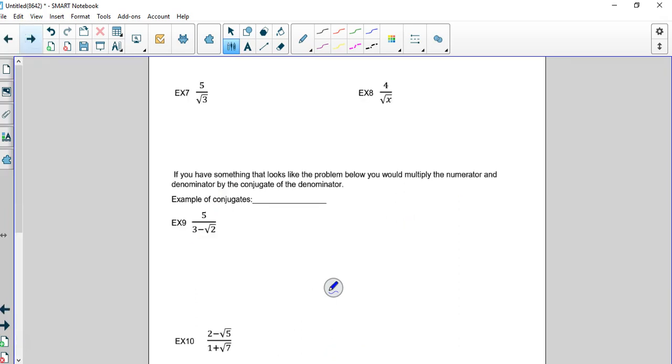Okay, this is already to this point, so we just need to rationalize. So 5 radical 3 on the top, and 3 times 3 is 9, square root of 9 is 3. Radical x over radical x, 4 radical x over x. And no, you cannot cancel those x's.